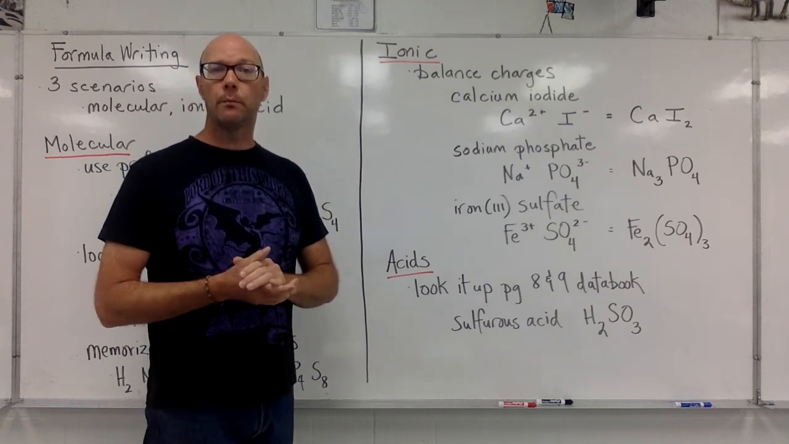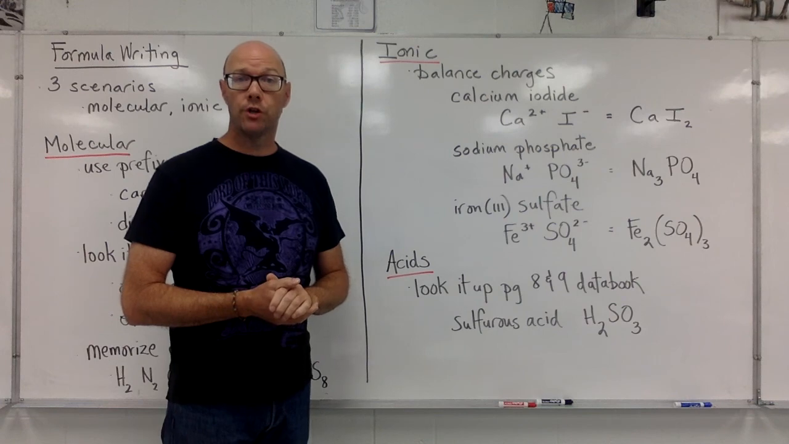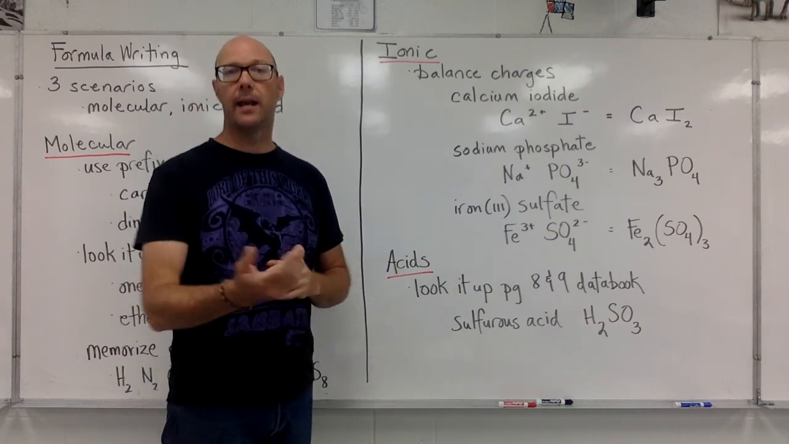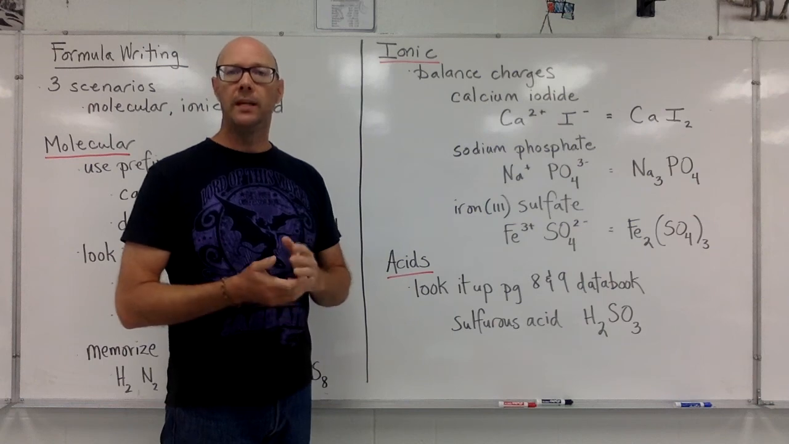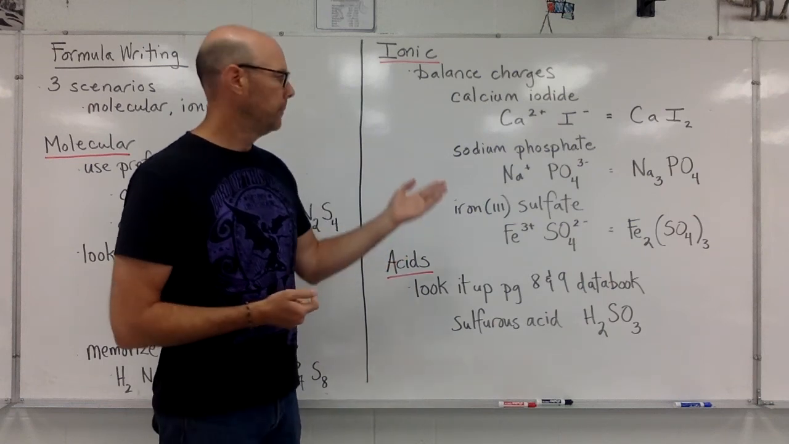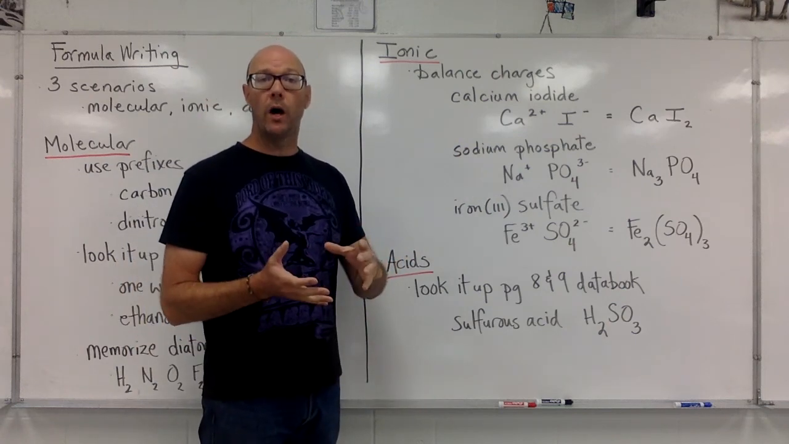Here's a second example, sodium phosphate. We go to the data booklet, or do we just happen to remember that sodium has a 1 plus charge? Phosphate is PO4 3 minus. The data booklet tells us that. We need the total number of positives and negatives to balance off. So that takes 3 sodiums to balance off 1 phosphate, Na3PO4.